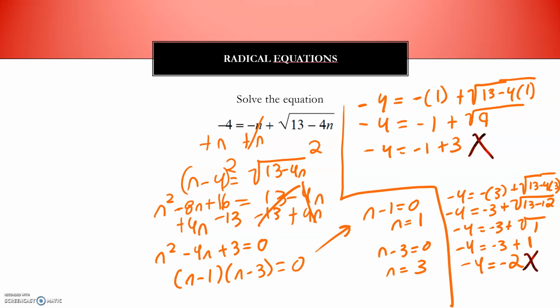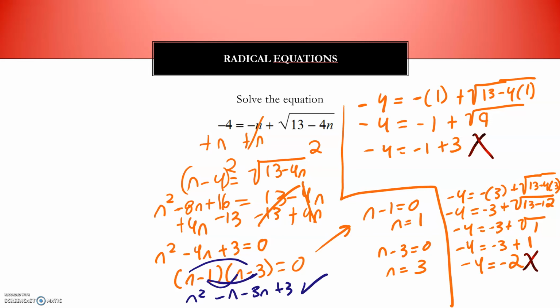Good. Added 4n to each side. Got positive 4n. Still good. Minus 13 from each side. Got positive 3. Still good. N minus 1 and n minus 3. Well, let's just check, make sure we factored correctly. I'm just going to very quickly FOIL this. That would be n squared minus n minus 3n plus 3.